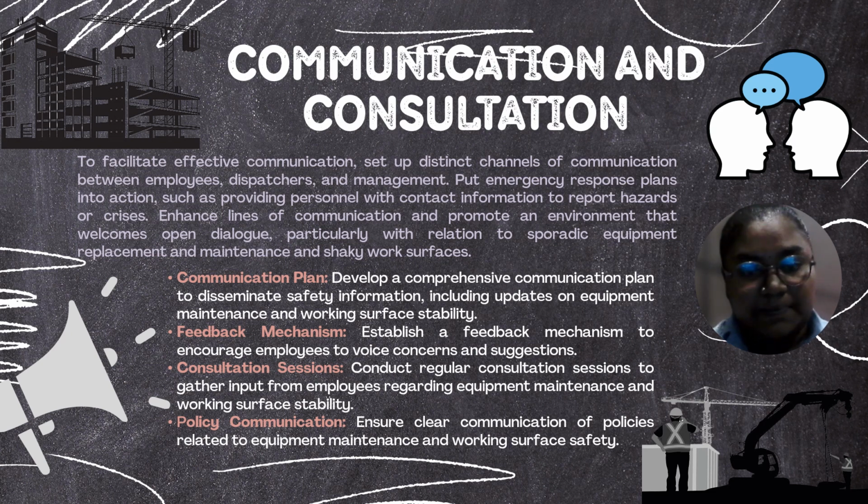First, communication plan. Develop a comprehensive communication plan to disseminate safety information, including updates on equipment maintenance and working surface stability. Second, feedback mechanism. Establish a feedback mechanism to encourage employees to voice concerns and suggestions. Third, consultation sessions. Conduct regular consultation sessions to gather input from employees regarding equipment maintenance and working surface stability. Last, policy communication. Ensure clear communication of policies related to equipment maintenance and working surface safety.